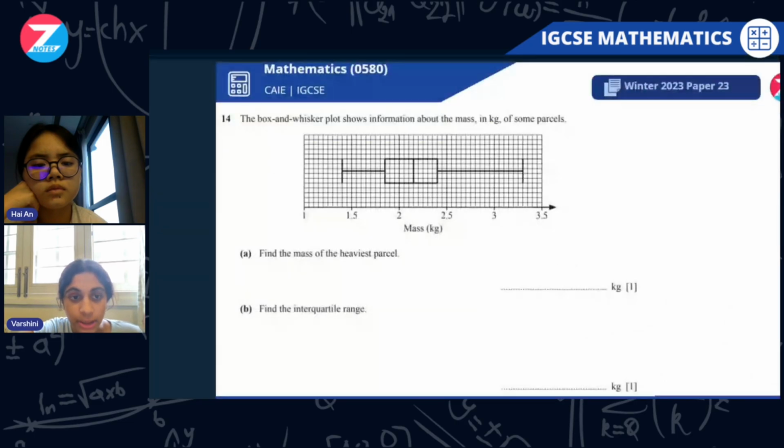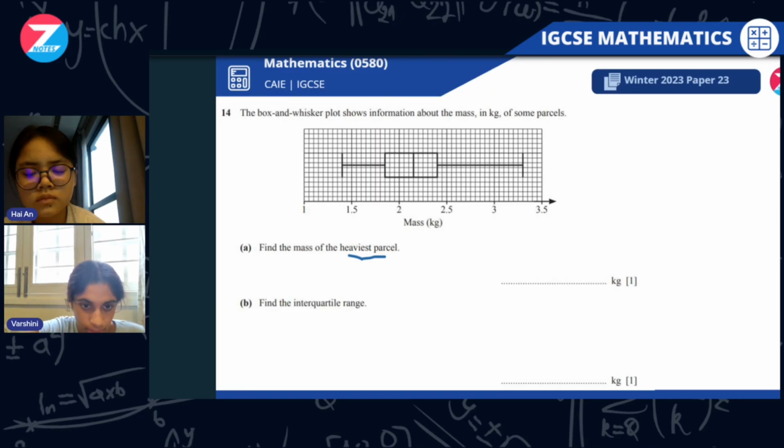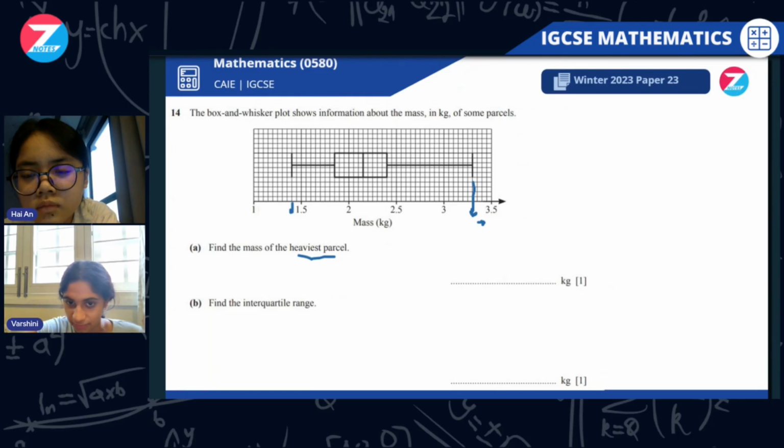Okay, question 14. The box and whisker plot shows information about the mass in kg of some parcels. They've shown us the box and whisker plot. Part A, find the mass of the heaviest parcel. We can clearly see that the mass is ranging from this value all the way to this value, this value being 1 point something and this value being 3 point something. So we know that this value is the heaviest value. And also in our box and whisker plots, this last line is the greatest value, so this value will be the heaviest value.